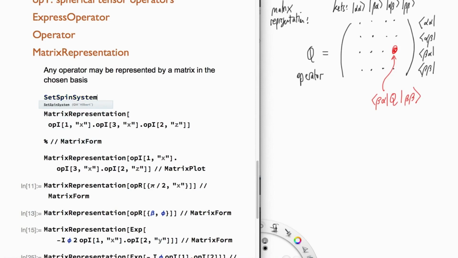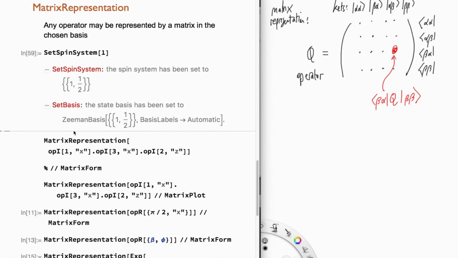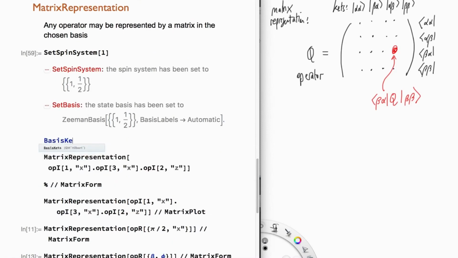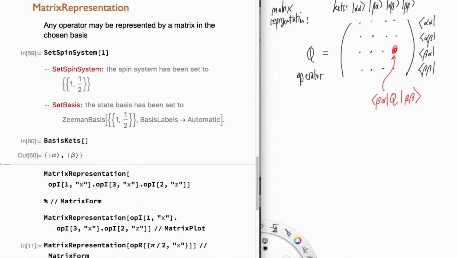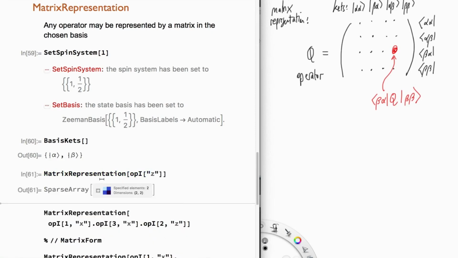First of all, let's just look at what happens for a single spin a half. The basis kets and bras we are dealing with are just alpha, beta. And one can ask for the matrix representation of any particular operator. So let's look, for example, at the Z operator. When this is executed in SpinDynamica, the result we get doesn't look maybe as expected. It doesn't look in the form of a matrix.